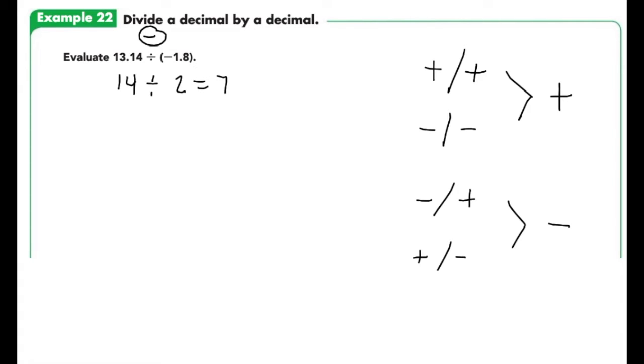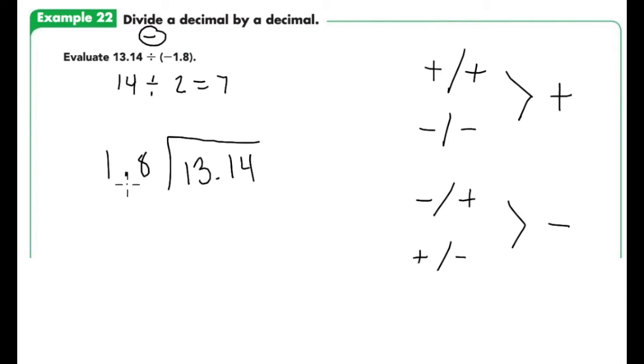Now we can begin the actual division process. So we have 13 and 14 hundredths divided by a negative 1 and 8 tenths. The first number goes inside the division box. So we would put 13 and 14 hundredths on the inside, and 1 and 8 tenths goes outside.